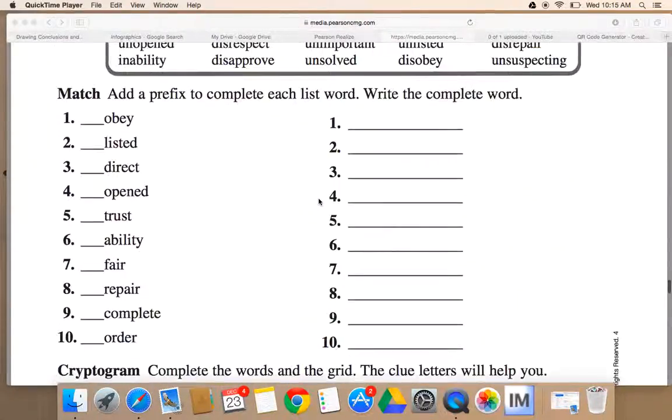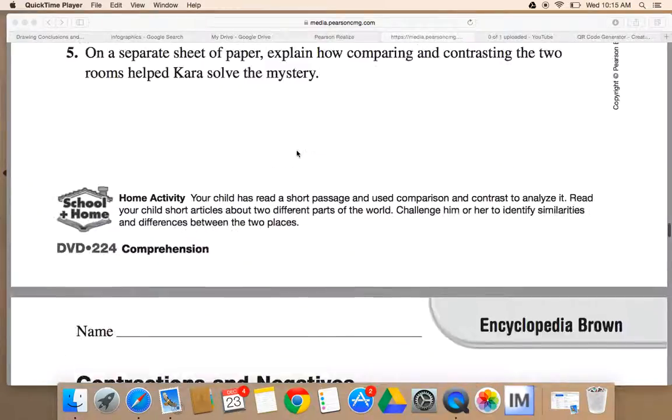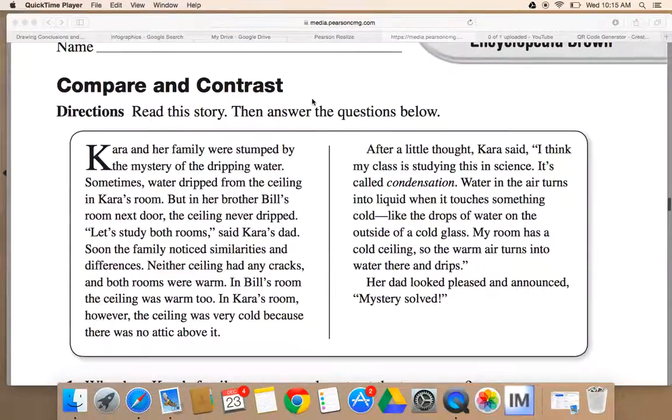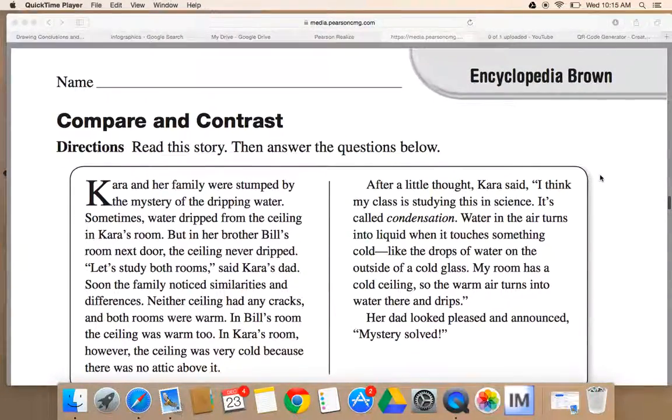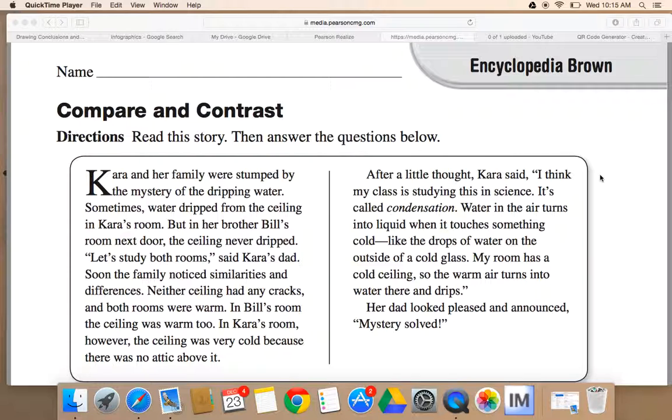When you're done with this side, you're going to turn it over on the back and you should see compare and contrast. We've worked on this a bunch during this unit for study. So we have Kara, and she has her own bedroom, and her brother, he also has his own bedroom. And Kara keeps getting water on her ceiling, but yet her brother, whose bedroom is right next door, doesn't have any water on his ceiling.